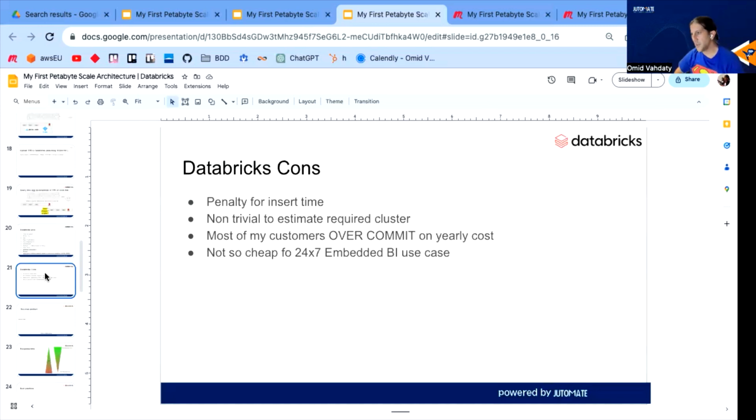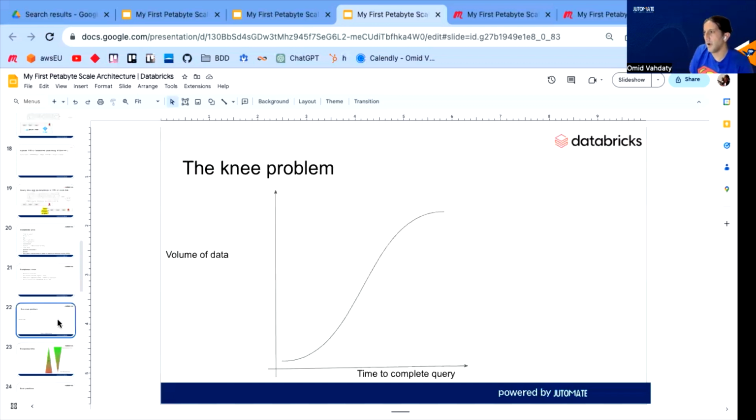Moreover, it's not so cheap when you discuss a 24/7 use case where the server needs to be alive 24/7, so it's not really recommended for embedded BI, which is not our use case here, but still, just to get a sense, it's designed to go up and down and not stay alive.